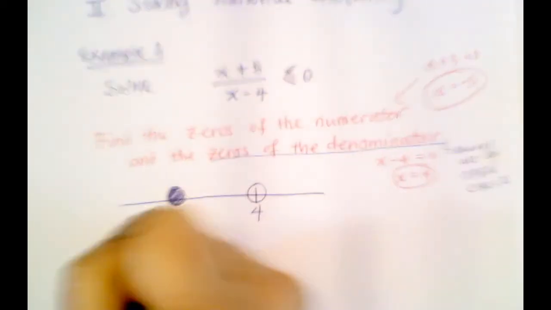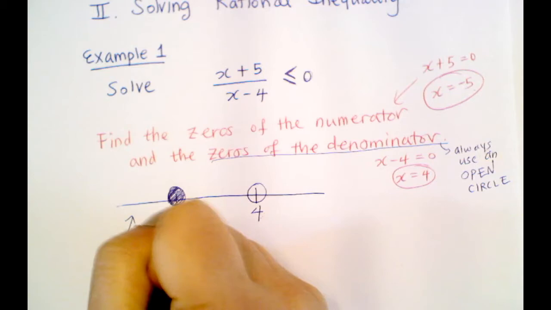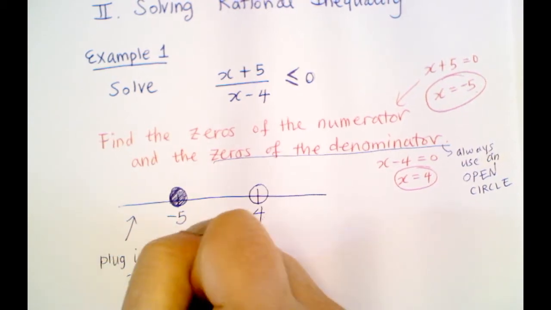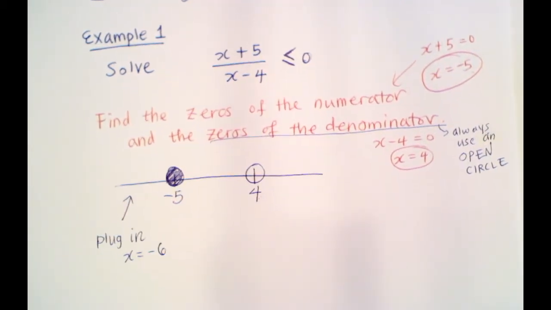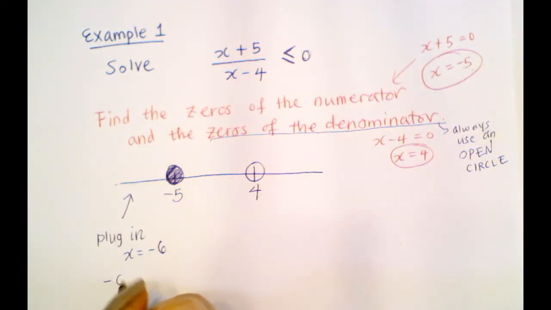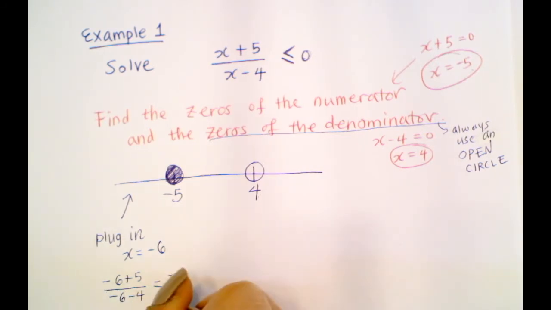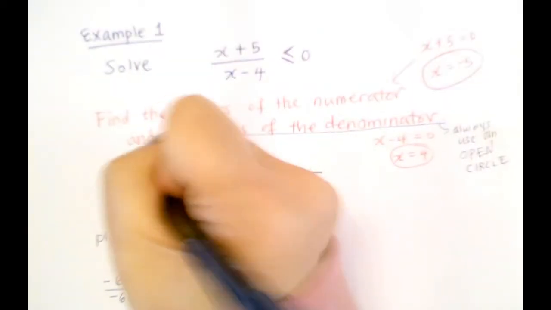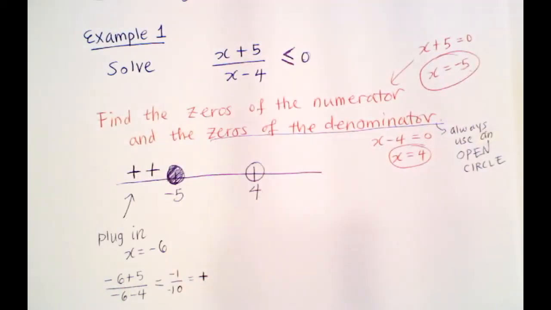All right, I will plug in a value that is smaller than negative 5. I picked negative 6. I'm going to plug in negative 6 to test that interval. So that will be negative 6 plus 5 over negative 6 minus 4. And if I simplify that, I will get negative 1 over negative 10. And negative over negative, right? Negative over negative is positive. So I know to the left side of negative 5, I'm going to get positive numbers.